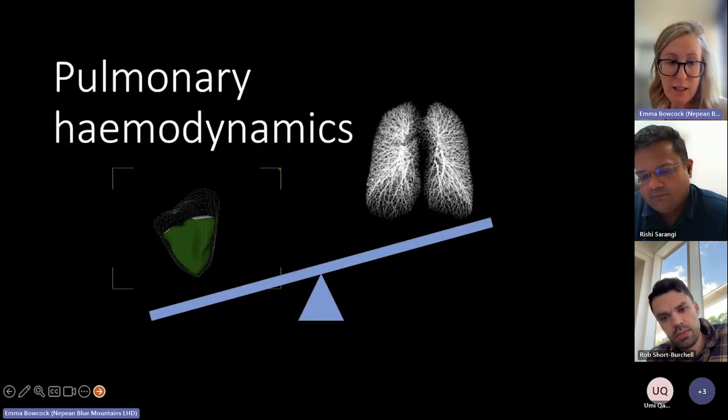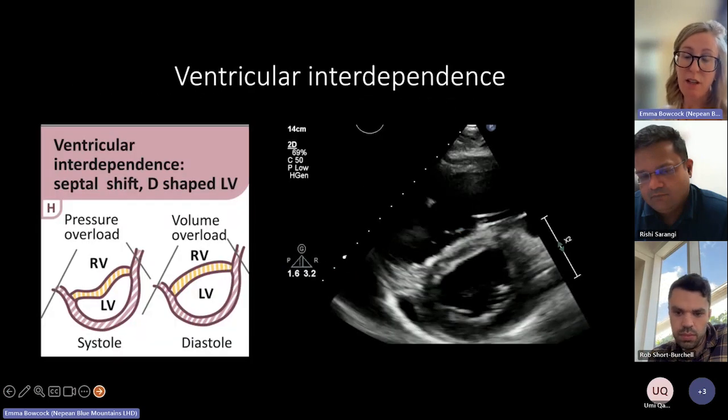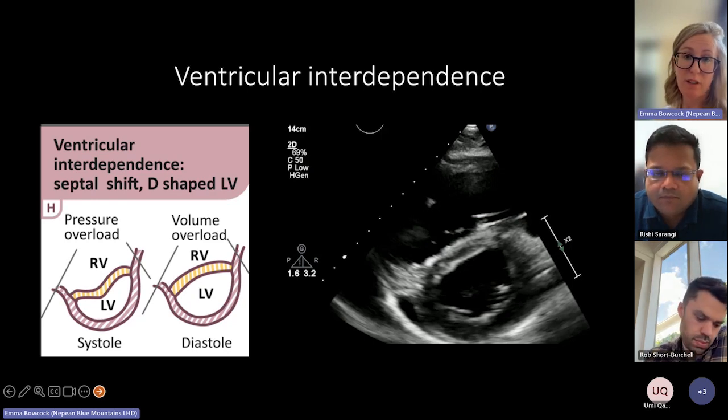So that's the RV, a whistle stop through size and function and interaction with the left ventricle. Does anyone have any questions about those metrics of systolic function that we look at? I haven't spoken to you about RV diastolic dysfunction. It's too much to fit in, but that's an expanding area as well.